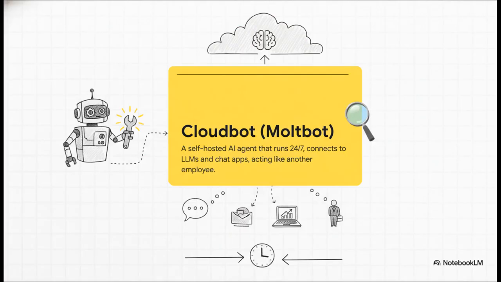Okay, so here's the core idea. Moltbot is an AI agent that you control. You host it yourself. You connect it to a big brain, a large language model like GPT-4 that does all the heavy lifting and thinking, and then you link it to a chat app. After that, you can just message it to do all sorts of things for you. The analogy of having another employee who's working tirelessly in the background, it's honestly perfect.